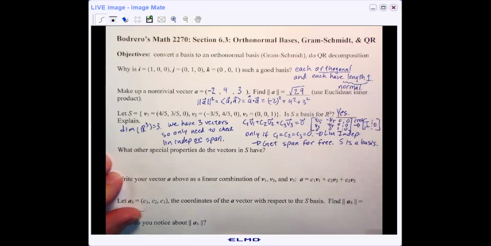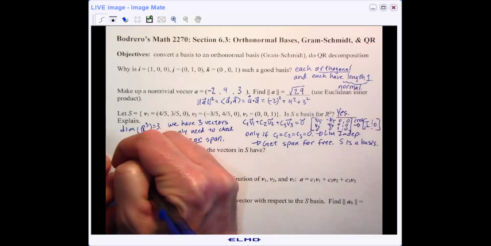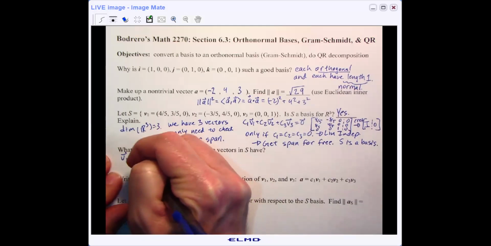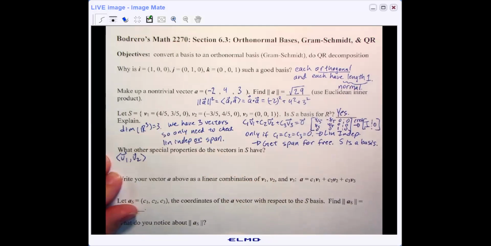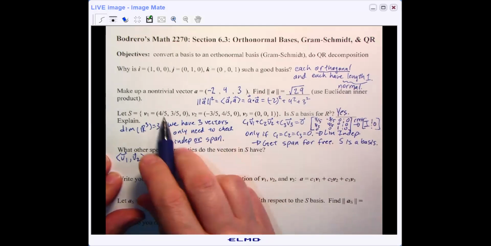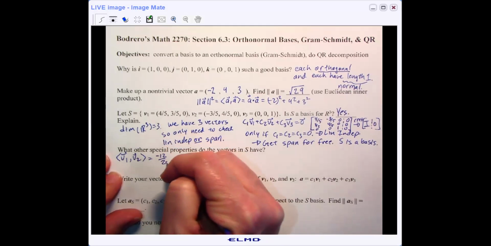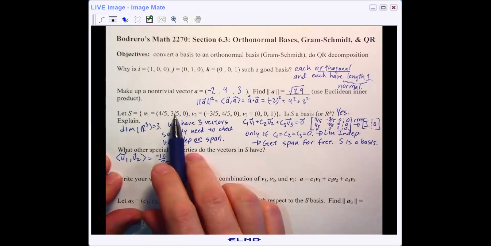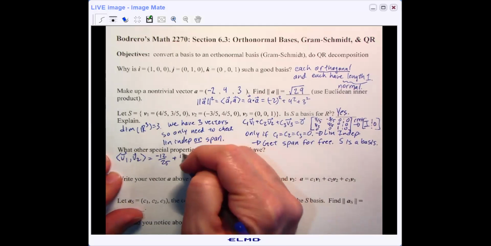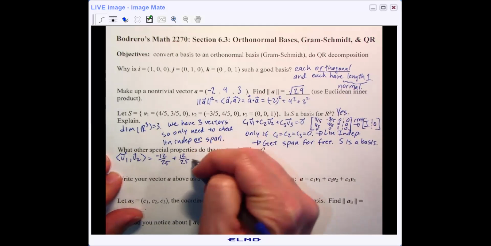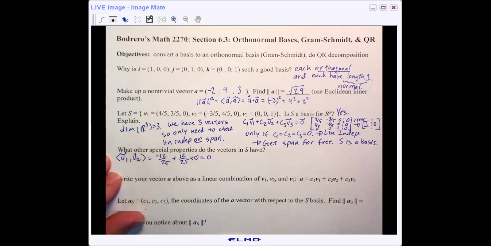And so let's do vector 1 inner product vector 2. And unless otherwise specified, we will use the standard Euclidean inner product. So we'll get 4/5 times negative 3/5, which is negative 12/25, plus 3/5 times 4/5, which is 12/25, plus 0, which is 0.